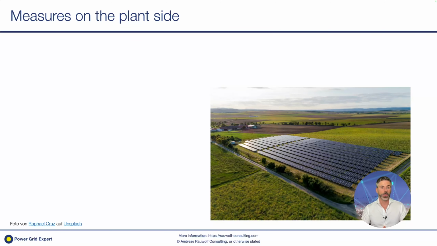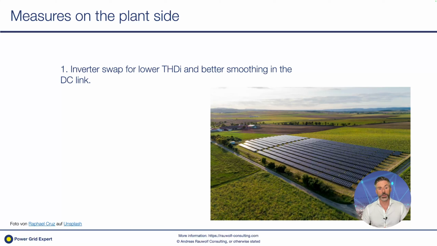Let's have a look at the measures on the customer side, on the plant side. For example, what can we do here? As a summary or as a start, first of all, we should have a look at our inverters. Contact the producer of these converters, ask him, do you have any solutions to reduce the THDI of your inverter, because I'm reaching a limit in my network or in my connection point to the grid.